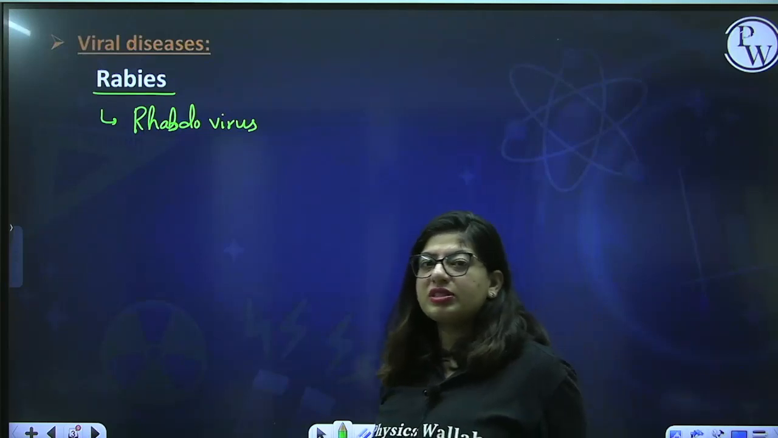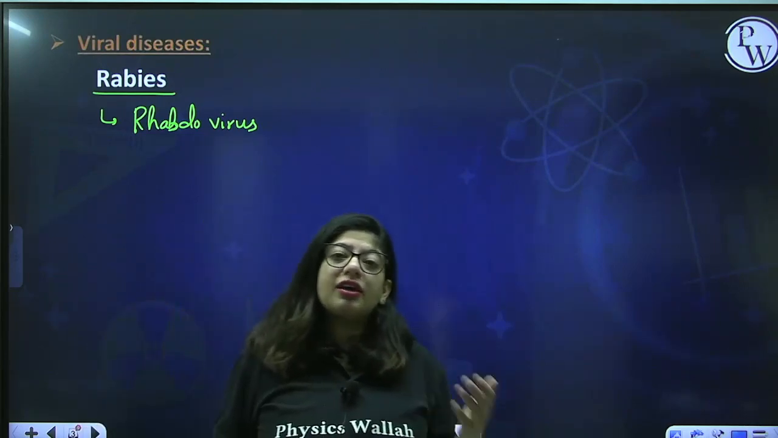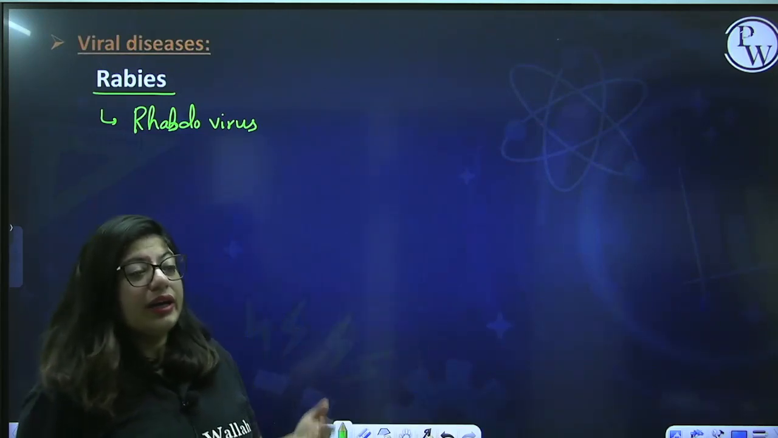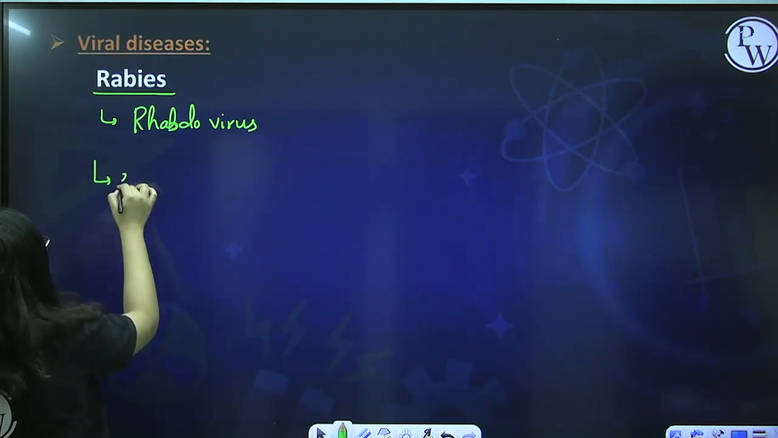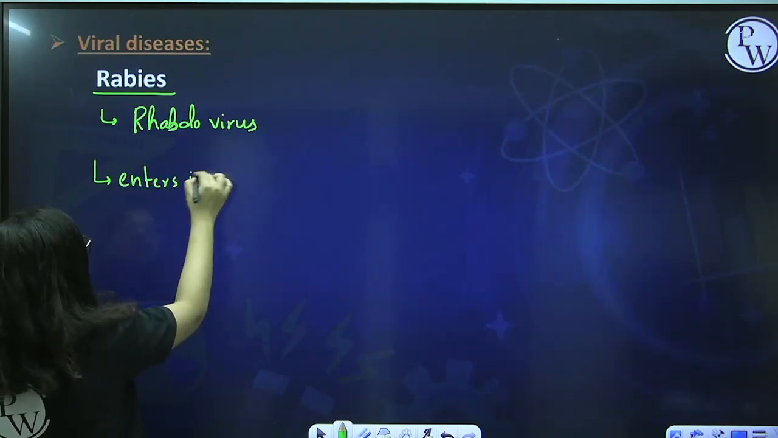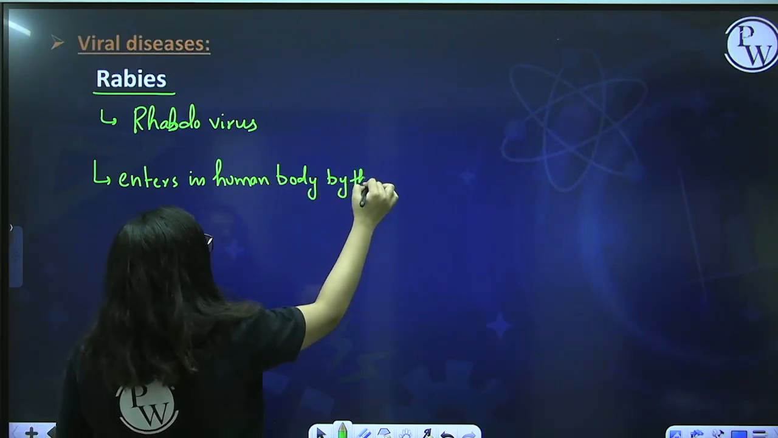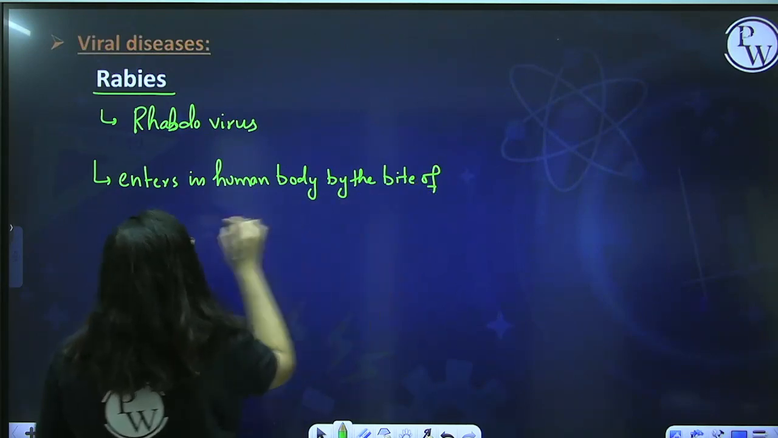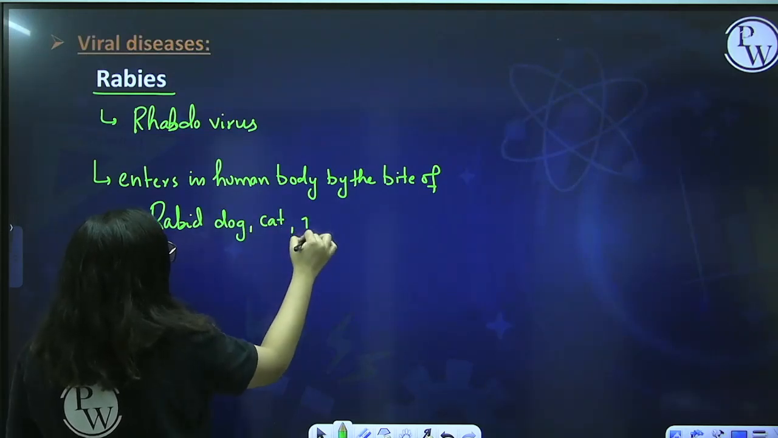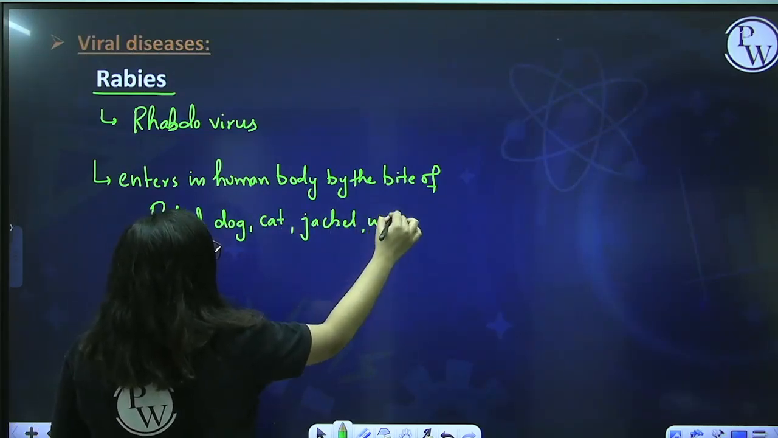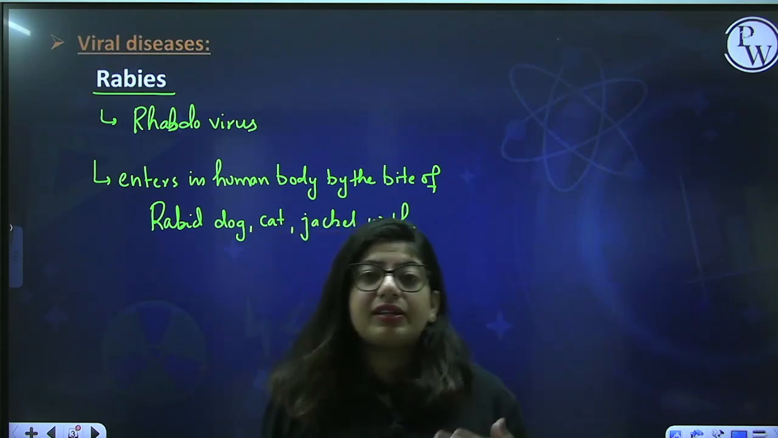And those dogs who are rabid, if they bite human beings, humans can also get rabies. So how does it enter the human body, because we are talking about human diseases, right? It enters the human body by the bite of a rabid dog, cat, jackal and even wolf, right? These animals, if they are rabid and they bite you, then the virus can enter into your body.